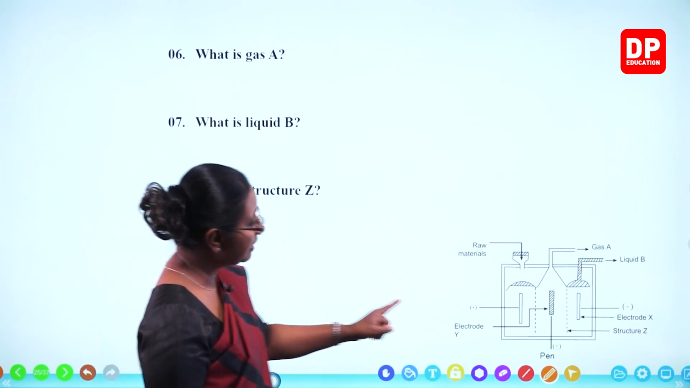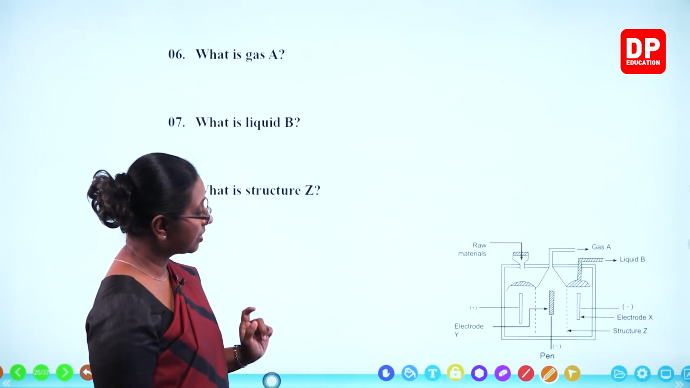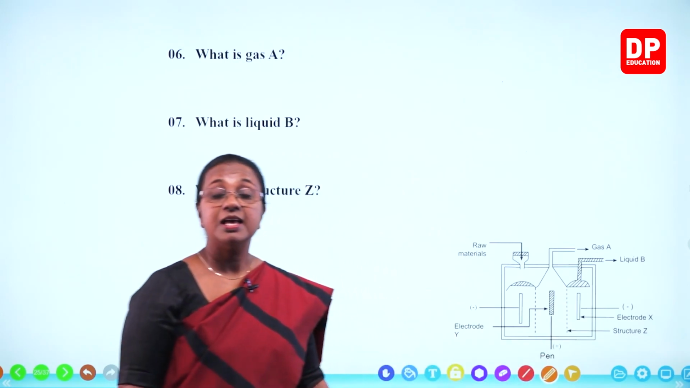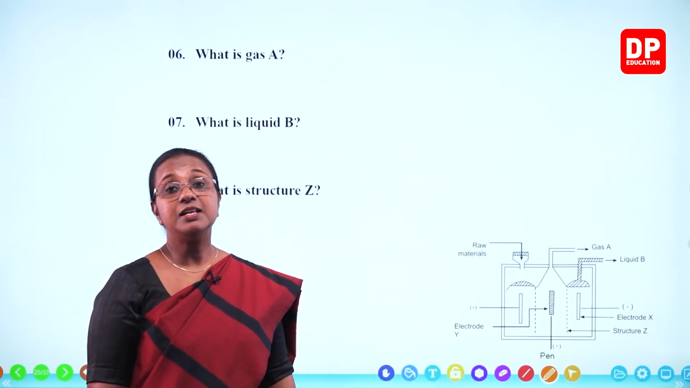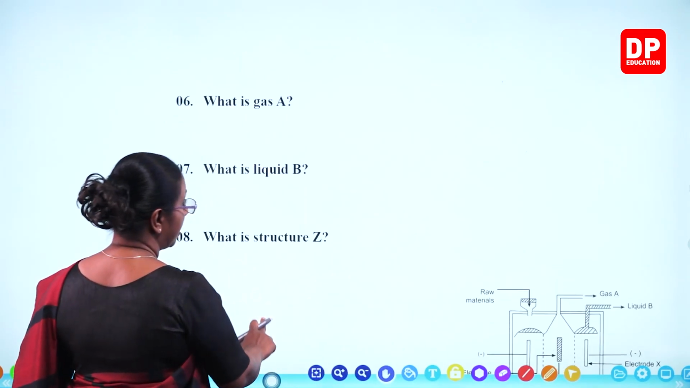And what is liquid B? Here you know it is the sodium liquid. And what is structure Z? That is the structure. There you can see structure Z. That is the perforated circular steel diaphragm. So that is what we need to answer here.